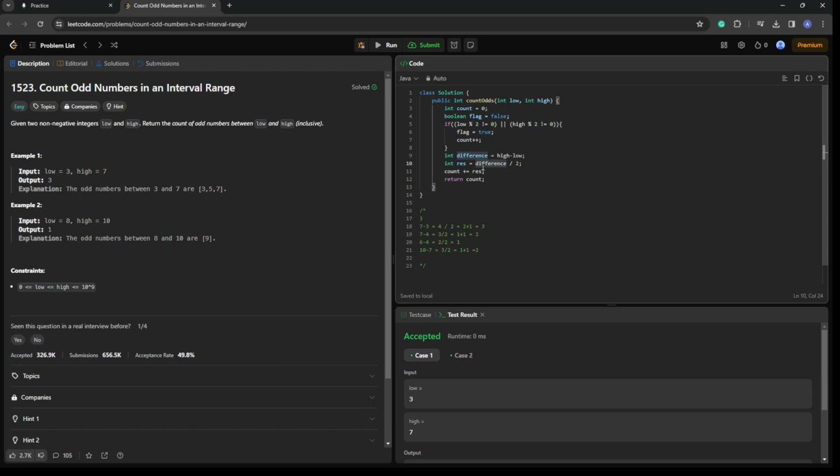So in this case, you divide by 2, you get res. And you do count plus equals res, and you return count. And yeah, this is this problem.